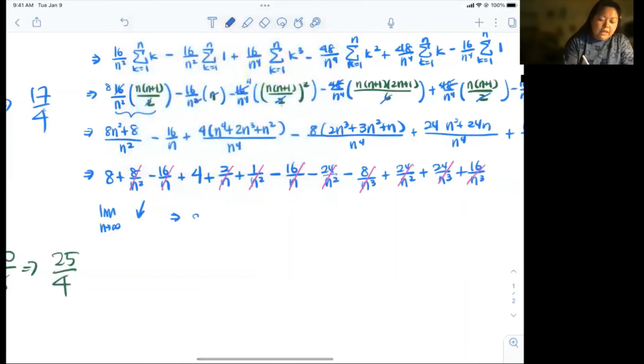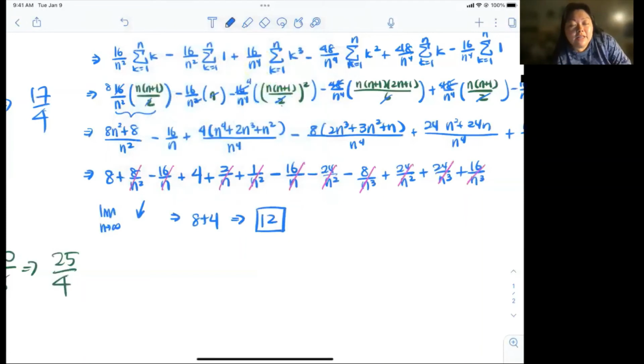So you're left with 8 plus 4. Your area is 12. Are you always going to get a clean answer like that? No. But are you always going to get an answer without an n? Absolutely. So your answer should not include an n. Your answer should be a nice, clean, real number. All right. So now what do we need to do?